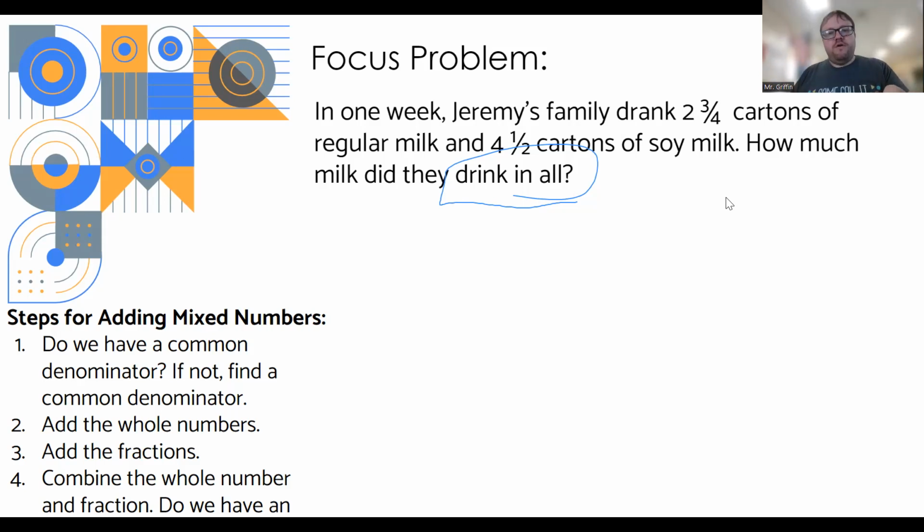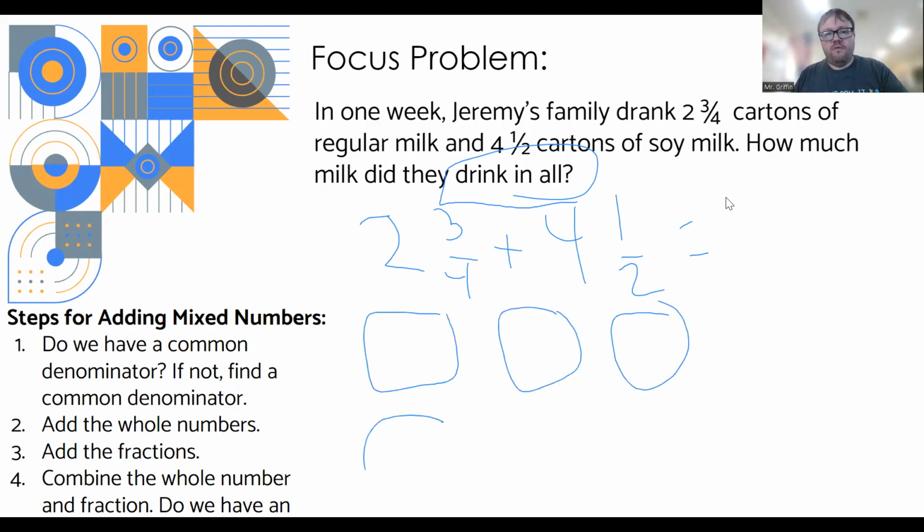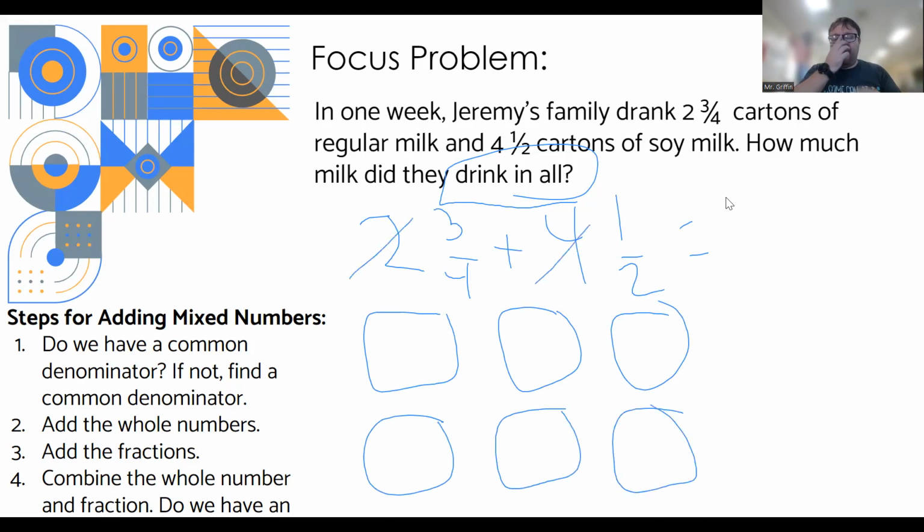So you have 2 3/4 plus 4 1/2. When we're dealing with mixed numbers, we always start with the whole numbers. So 2 and 4 gives me 1, 2, 3, 4, 5, 6 wholes. Okay, I know I have 6 wholes already in my answer. Then I'm just adding 3/4 plus 1/2.